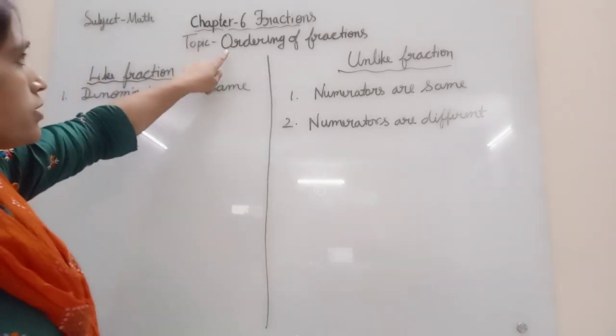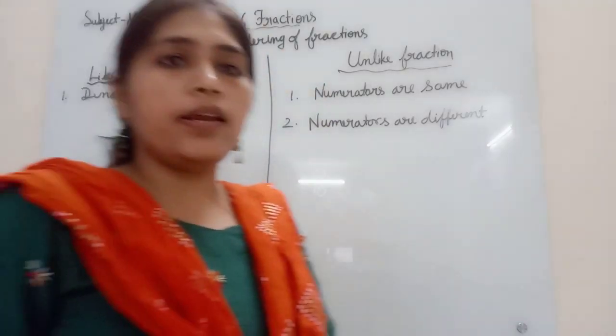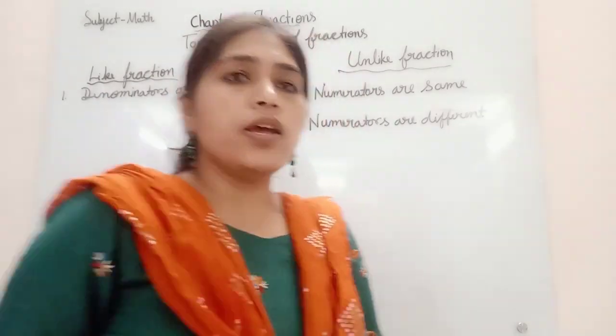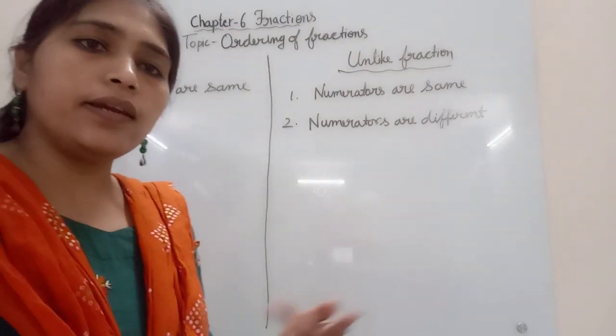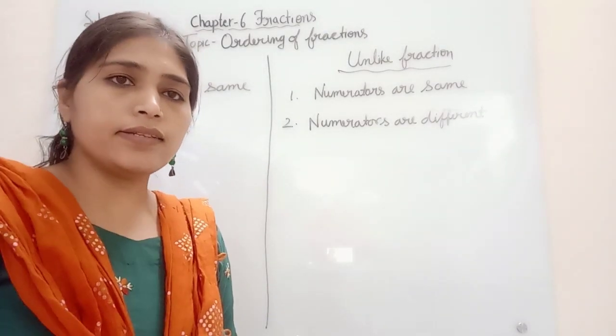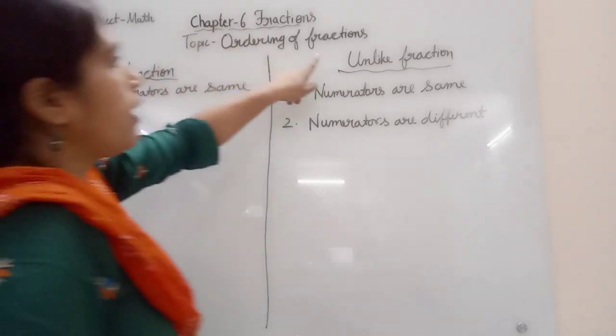What is the meaning of ordering? Ordering means we can arrange the fractions in two types of order, increasing order or decreasing order. Increasing is ascending, decreasing is descending order. So now look here. Before starting this, a quick revision of like fractions and unlike fractions.